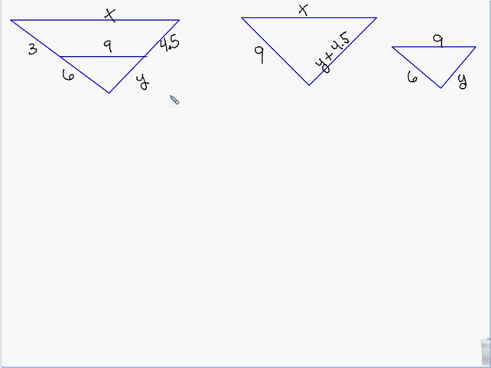So far okay? Okay, so then matching up, 9 and 6 go together. X and this 9 go together, and then y and y plus 4.5 go together. So x over 9 is equal to 9 over 6.